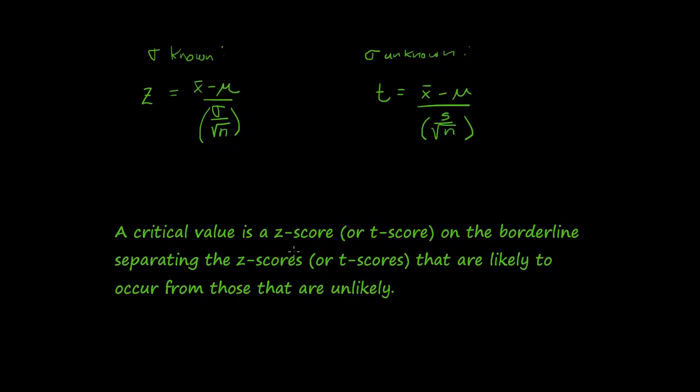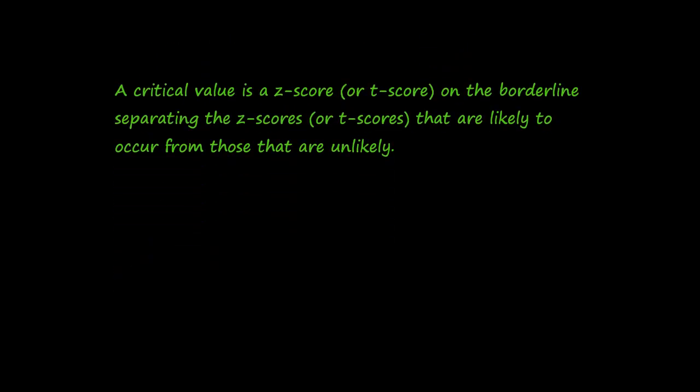That's a z-score or t-score on the borderline separating the z-scores or t-scores that are likely to occur from those that are unlikely. We've talked about this before, the definition of a critical value. So we could then, let's see, move this up here.